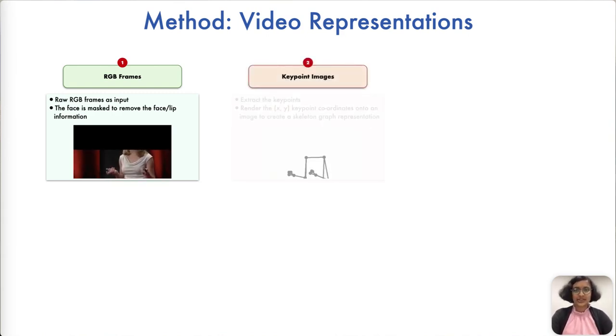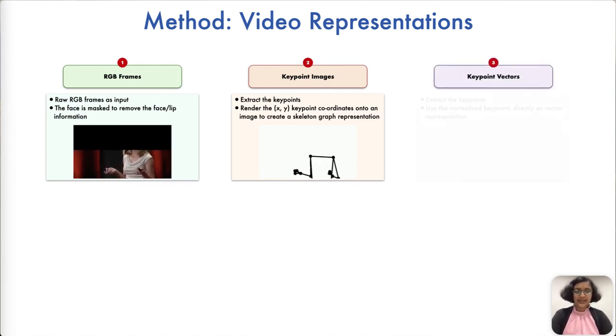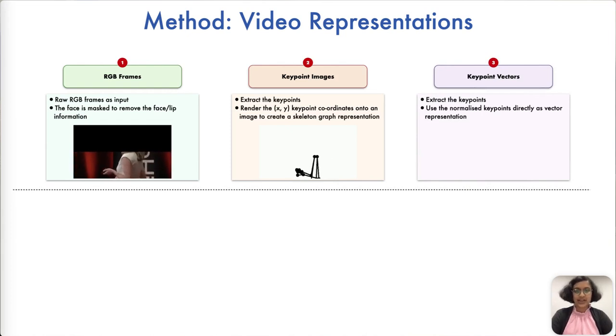The next representation is keypoints, where we have two different types. The first one is the keypoint image representation, where we extract the keypoints and render the XY coordinates onto an image. A sample of this representation is shown here. And the next one is the keypoint vector representation, where we directly use the normalized keypoints as inputs.